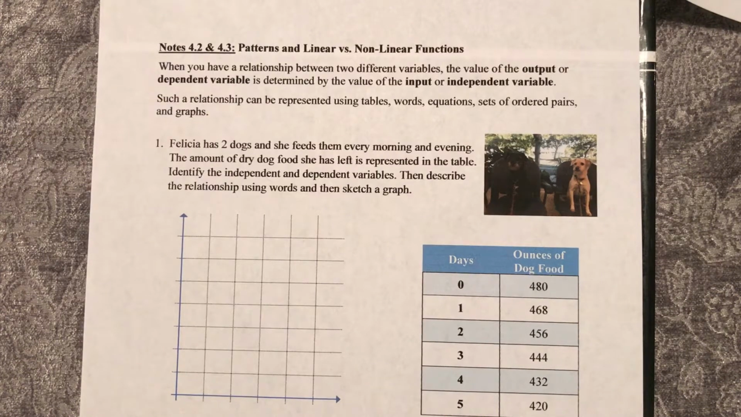So moving on into 4.2 and 4.3, now we are investigating patterns and determining if those patterns are linear or nonlinear functions. So when you have a relationship between two different variables, the value of the output or dependent variable is determined by the value of your input or independent variable. These relationships can be represented using tables, words, equations, sets of ordered pairs, and graphs.